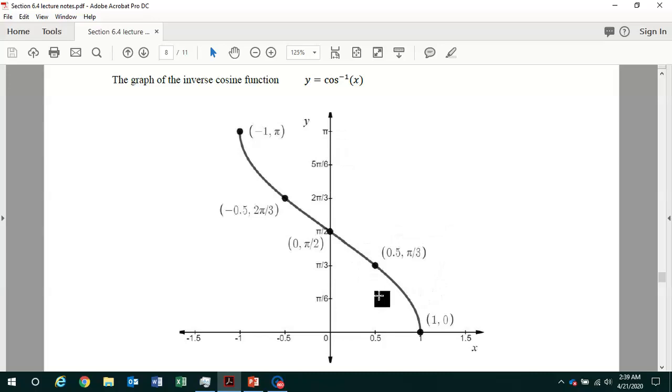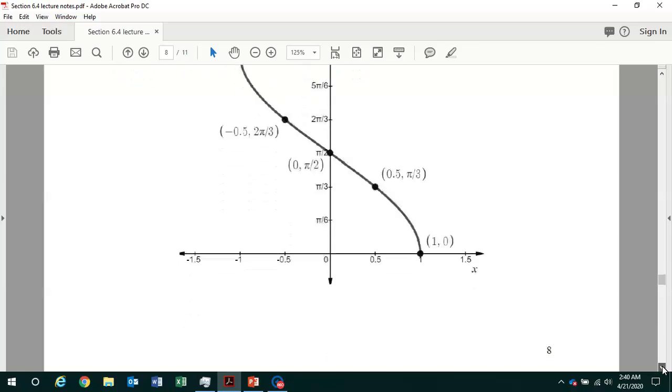So this point right here says the inverse cosine of 1/2, 0.5 is the same as 1/2, is equal to pi over 3 radians, which is the same as 60 degrees.